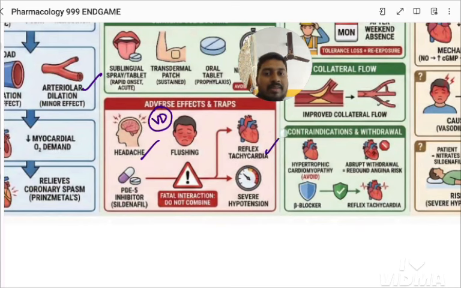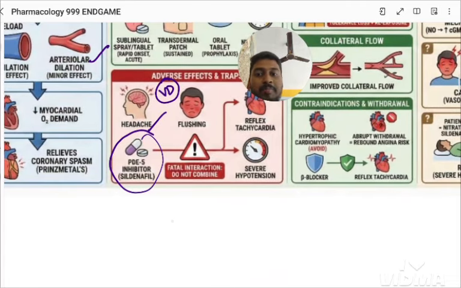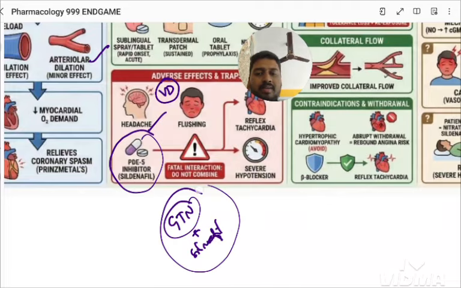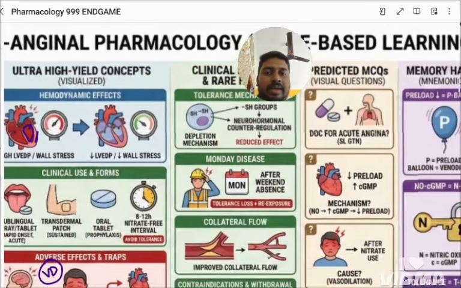So that's why we will have tachycardia in these patients, and it can also lead to severe hypotension if it is combined with the PDE5 inhibitor, that is sildenafil. So never combine nitrates along with sildenafil. This will be your standard question on NEET PG during MCQ solving.